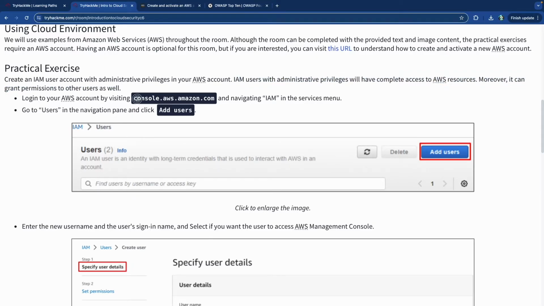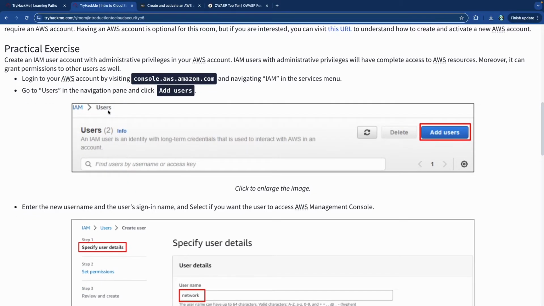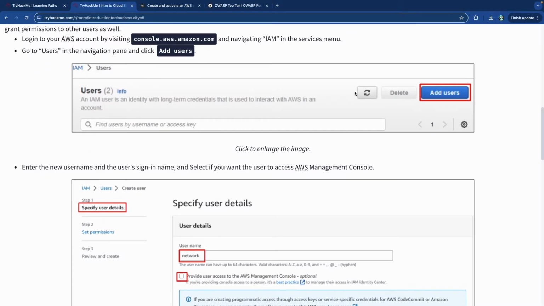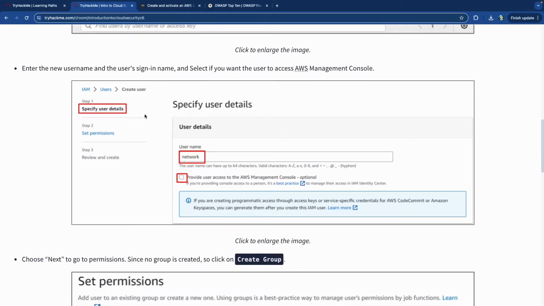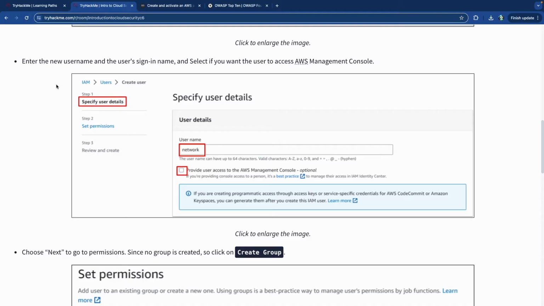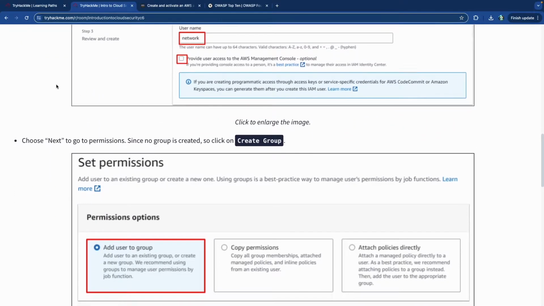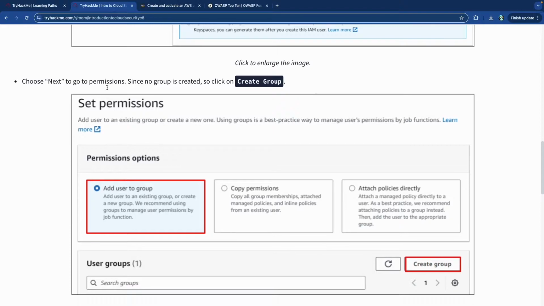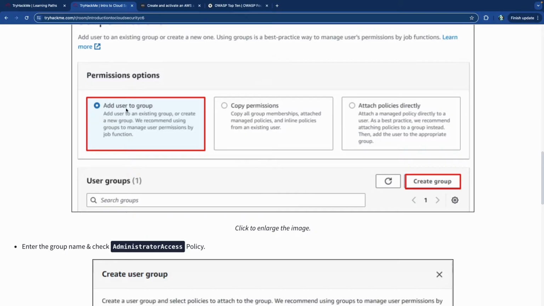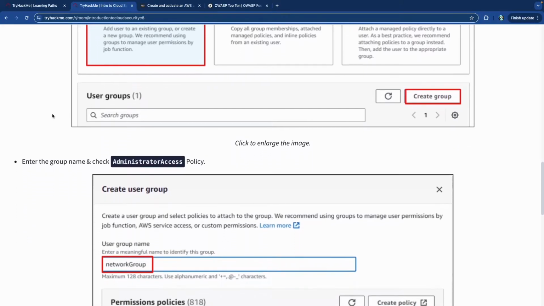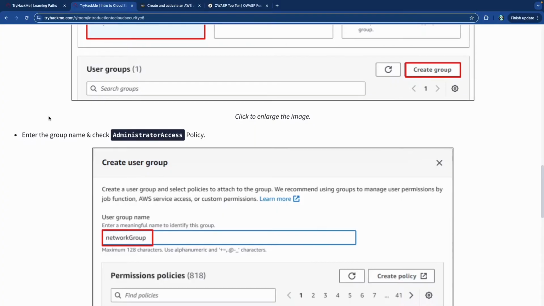So you log in by going to console.aws.com, navigating to IAM, going to Users in the navigation pane, and clicking Add users, which is IAM, Users, Add users. Enter the new username, and assign access to the AWS Management Console, which is what you want them to have access to, so that they can actually be an admin, so to speak. Then you go to Next, then Permissions, and then you add them to a group. You have to create a group if you don't already have one, which, if you're creating a new account, you won't, so you have to create a group.